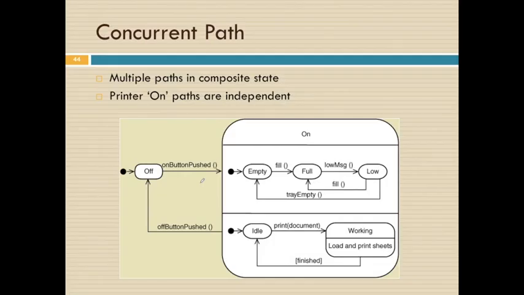Next, we have the concurrent path, when there are multiple paths in a composite state. For example, the printer on path is independent. From the off printer state, we turn on the button, and we have multiple processes in a composite state. After we are done with these processes, when we push the button off, the printer will be turned off. So that is the concurrent path.